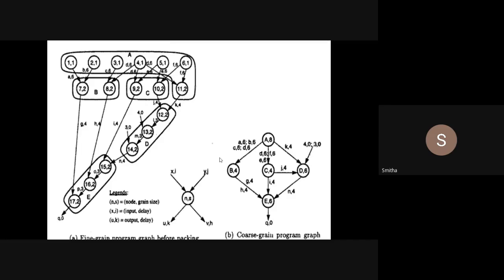I hope you have understood this. What is grain packing? The main objective of grain packing is to reduce the communication latency. That's it.